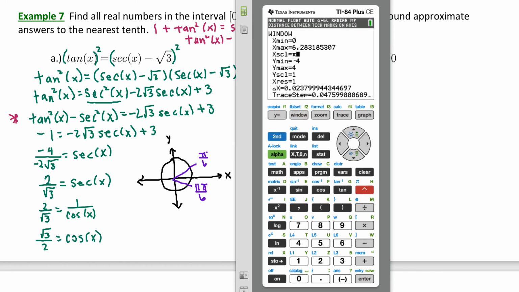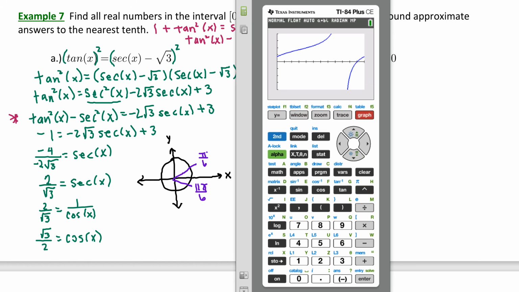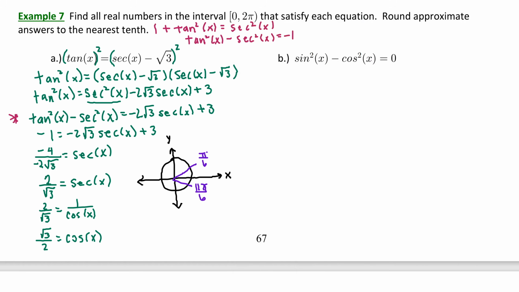So I'm going to look at this in the window from 0 to 2 pi. I'm going to set my x scale to be multiples of pi over 6. Notice 1 pi over 6 is right here. It is not a solution to the original equation. 11 pi over 6 is right here. It is a solution to the original equation.